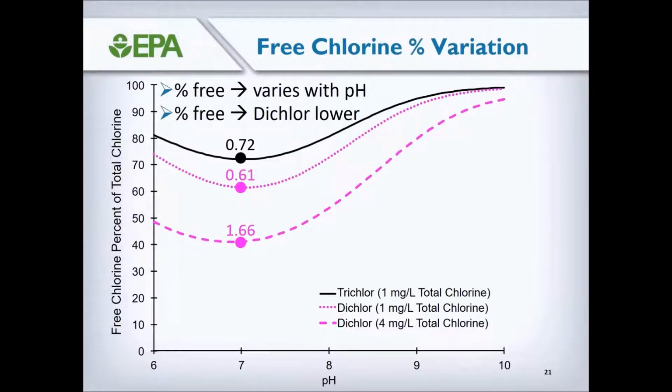Now, if you make up higher concentrations, the percent free chlorine is not constant and decreases substantially. So if you make up a 4 milligram per liter solution of dichlor versus a 1 milligram per liter solution, you've increased the total chlorine by 3 milligrams per liter, but your free chlorine's only gone up by 1 milligram per liter. So there's diminishing returns here. So to increase dosage, the percent free chlorine is actually going to decrease.